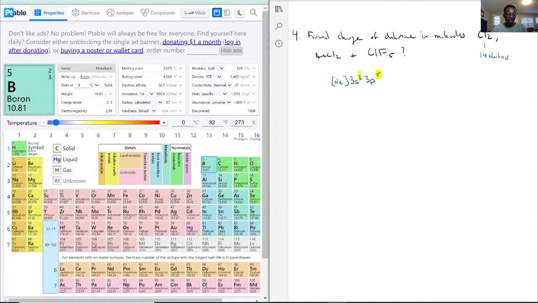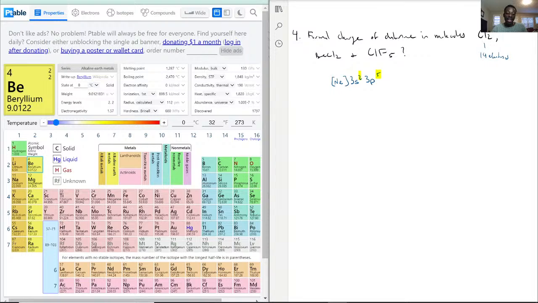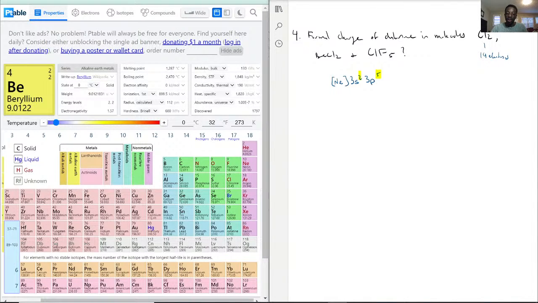BeCl2, so that would be beryllium. As you can see, beryllium is the second element on the second row. If we start with the noble gas notation as well, beryllium would start with helium, and then it'd just be 2s2. That's all there is, and you can see here beryllium only has 2 electrons it's working with. So we have Cl2, which is 14, plus 2. In total, we're working with 16 electrons for the BeCl2.